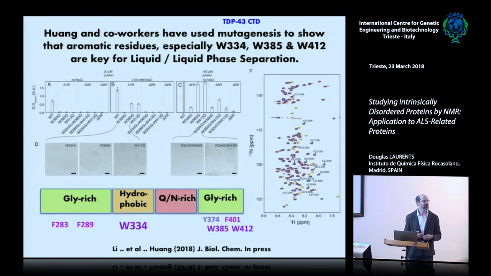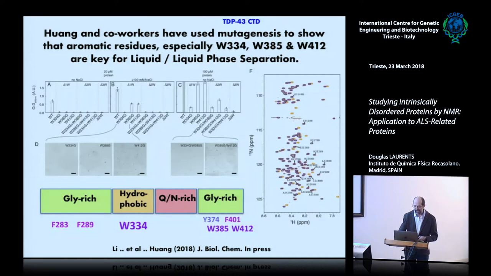Recently, there's been another advance from a group in Taiwan, the group of Huang and co-workers. They've used mutagenesis to look at these hydrophobic residues, like the tryptophans. It turns out that if you mutate the tryptophans to glycine or alanine, you lose liquid-liquid phase separation, even in the presence of favorable conditions like salt and cold temperature. And also, there are some other hydrophobic aromatic residues like tyrosine and phenylalanine that also contribute to this, although they're not as important as tryptophan 334, which is in the alpha helix. So it seems like the aromatic residues are important for driving liquid-liquid phase separation. And it's interesting that these are often surrounded by serines or glycines, like has been seen in Fuchs TLS.